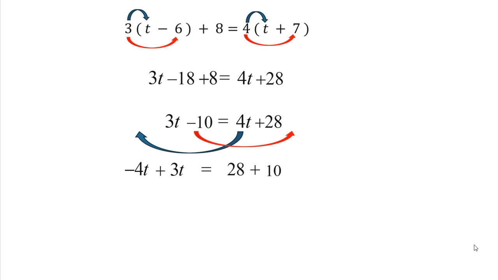Collecting our like terms, negative 4t plus 3t equals negative t, and 28 plus 10 gives 38. Now, if we multiply our negative t by negative on the left-hand side, it becomes a positive t. We better do the same on the right-hand side. Multiplying the 38 by negative gives us a negative 38, and there's our final answer.